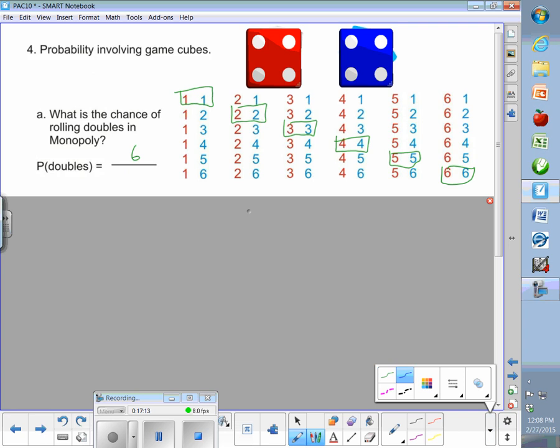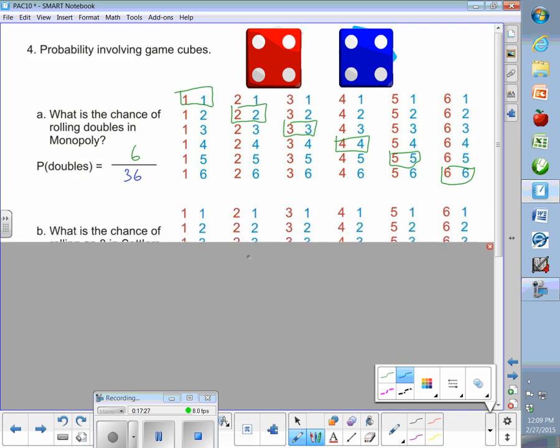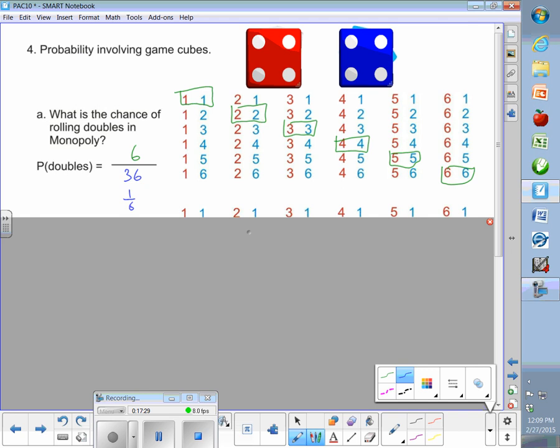Anybody figure out how many total possibilities there are with 2 game cubes? What's the total? Say it if you know it. There are 36. There are always 36. So again, we would want to reduce this. And the probability of doubles is 1 in 6 rolls.